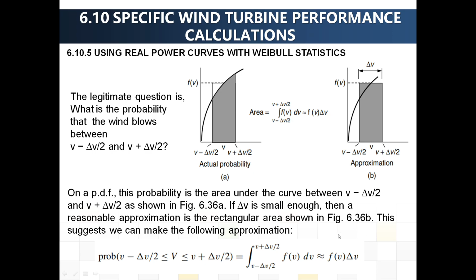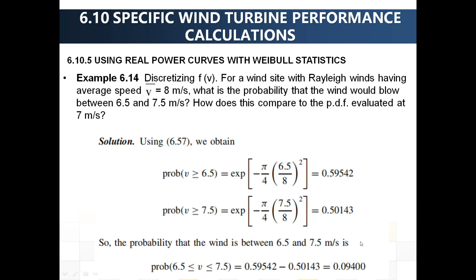This suggests that we can make the following approximation. The probability of V greater than V minus delta V divided by 2 and less than V plus delta V divided by 2 is equal to the integral from V minus delta V divided by 2 to V plus delta V divided by 2 of f(V) dV, which is approximately equal to f(V) multiplied by delta V. f(V) is a probability density function and delta V is the small change size.